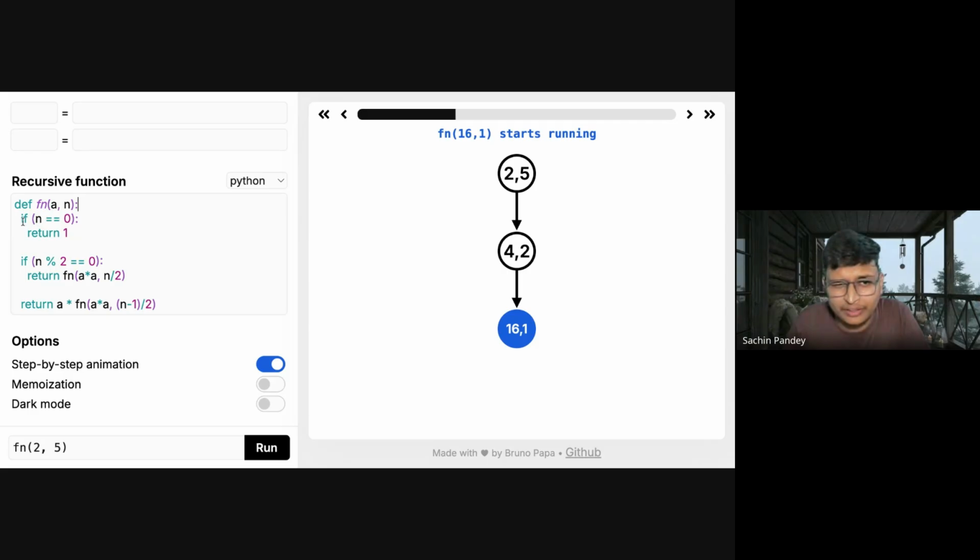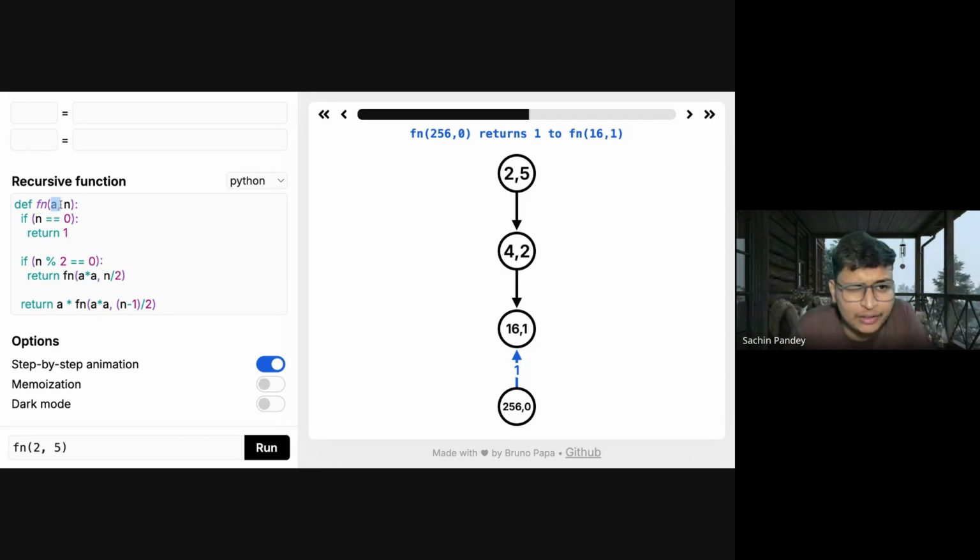Is 1 equal to 0? No. Is 1 modulo 2 equal to 0? No. Then what will we do? We'll move ahead to the last one. So it will be equal to 16 into 16. See here, 16 into 16, a into a. N was 1, so 1 minus 1 by 2, 0 by 2, which is 0. So it's 256, 0. After that, it will return 256, 0.